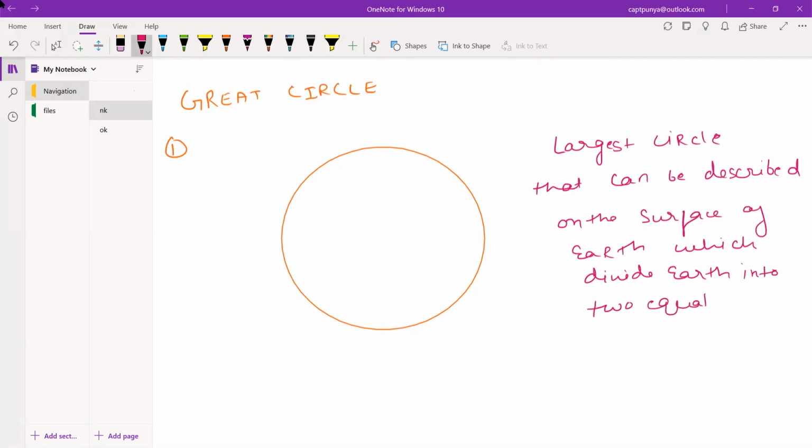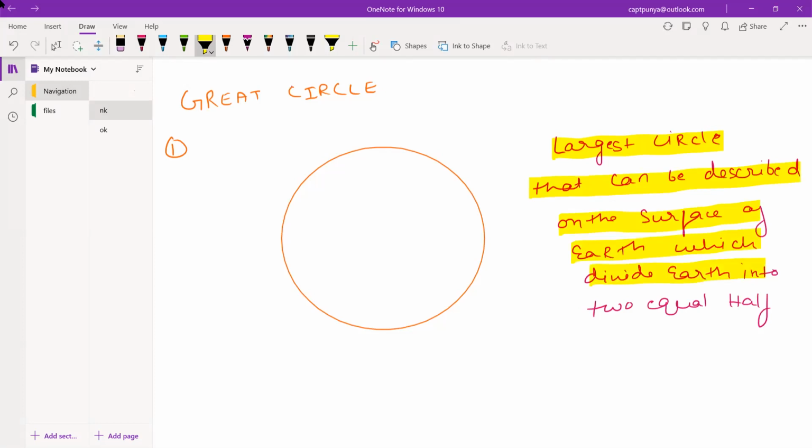Now we will understand this definition. I'm going to highlight this definition and read it out once more for you. See, it is the largest circle which you can describe on the surface of Earth, which divides Earth in two equal halves.